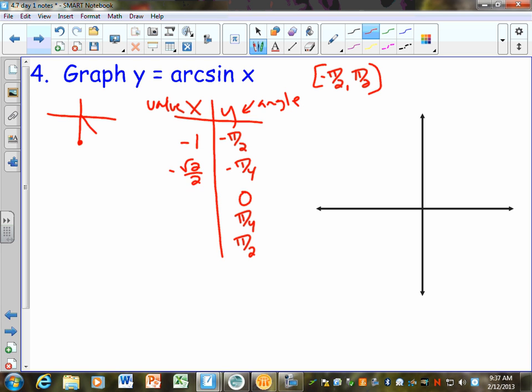Negative square root of 2 over 2. Not so pretty. I think it's like 0.7. Like negative 0.7071, I think, if I remember correctly. I don't know why I need 4 decimals, but. What about 0? What's the sine of 0? And what's going to happen for positive pi fourths and positive pi halves? Yeah, the same, just positive. I'll check my decimals here. So this one's going to be positive 0.7071 and positive 1.